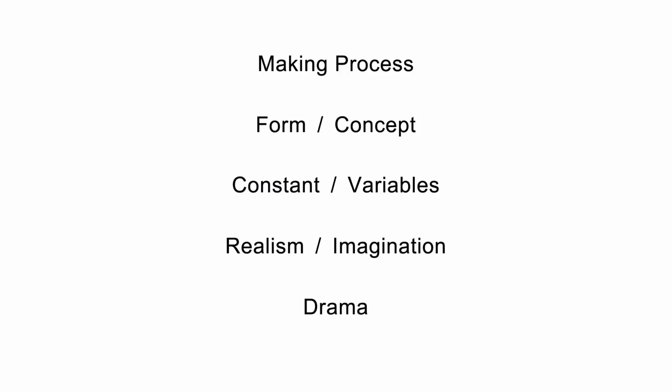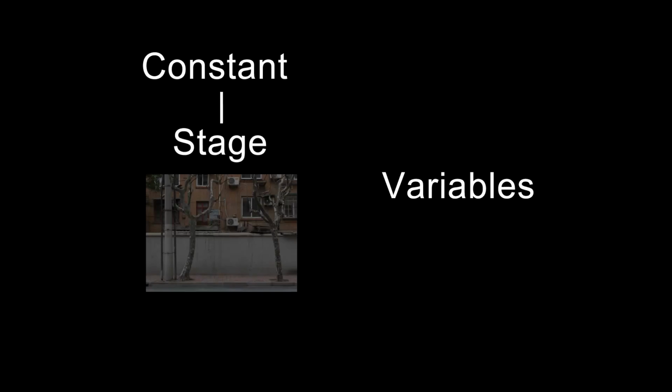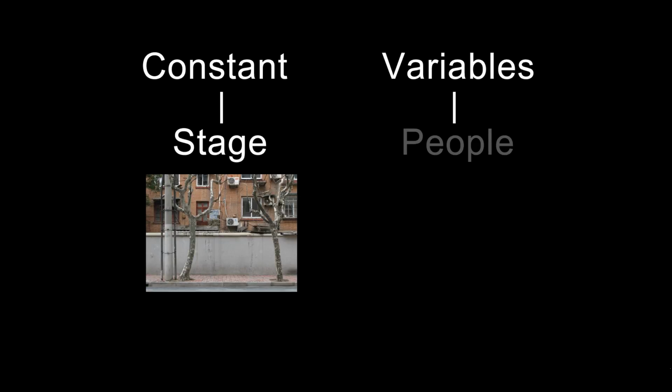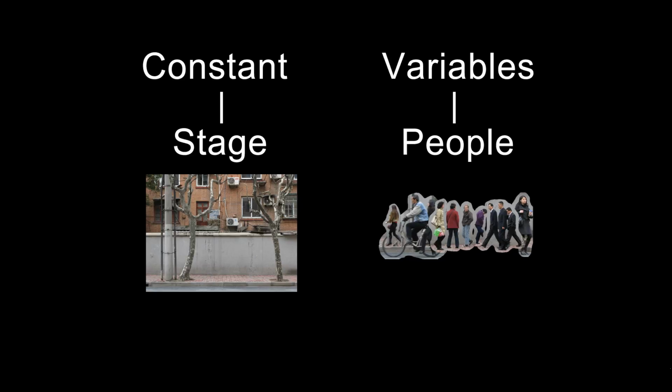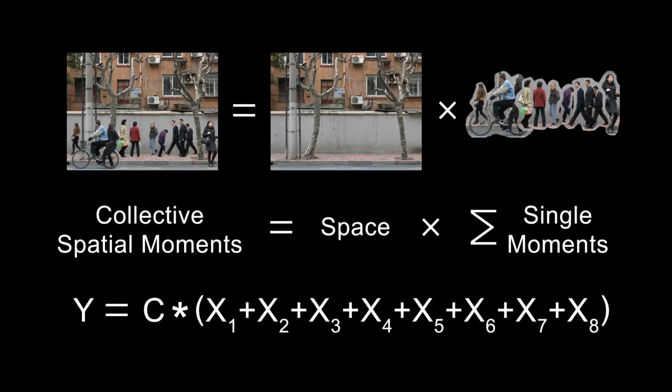The third chapter is constant and variables. Street drama is a combination of constant and variables. Here the constant refers to the stage and the variables, the people passing through the stage. Street drama is a distillation of time in a fixed space. That is, the space is a constant and the time is variables. And these are the mathematical elaborations.